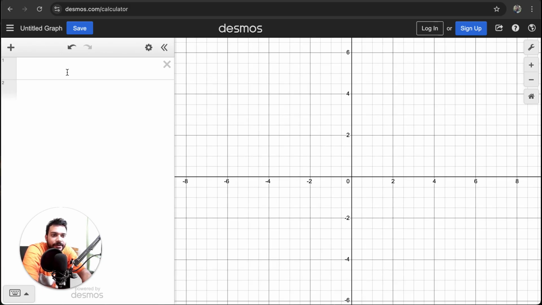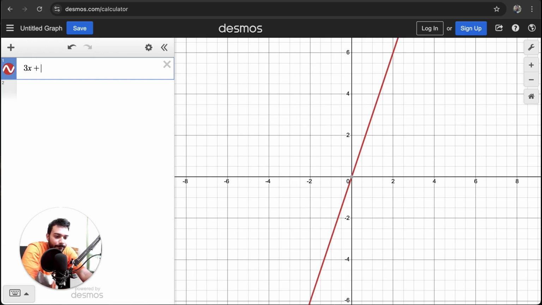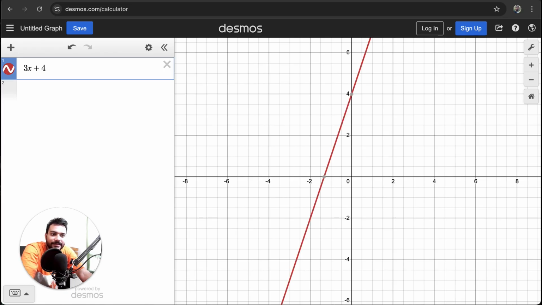Okay, so now I'll show you a very simple example first of all to see how to write a function. Let's say you want to write y is equal to 3x plus 4. You can directly write 3x plus 4. This in itself means y is equal to 3x plus 4. Or you could write y is equal to 3x plus 4. Or you can write f of x is equal to 3x plus 4. All ways of writing are acceptable here. They are understood by Desmos.